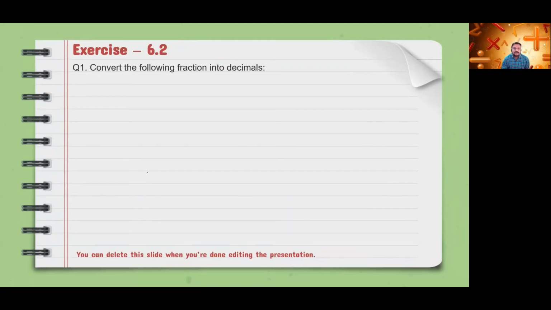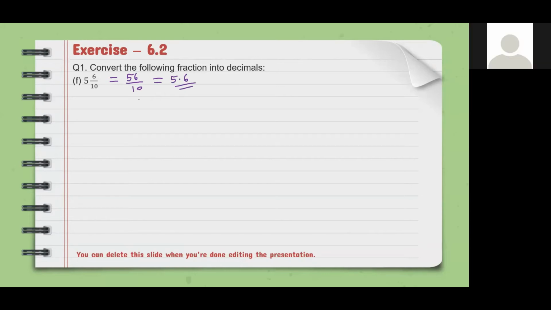Yes, Soham Rathod. Sir, F1, 5 whole number 6 by 10. We have to convert it into improper fraction. So 10 fives are 50, plus 6, 56 by 10. It would be 5.6 only, because only 1 zero is there in the denominator. So after the decimal, only 1 digit will come.